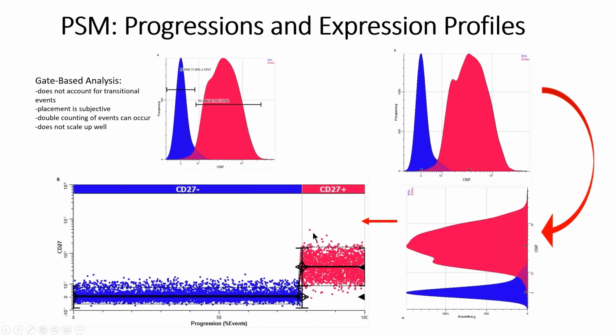When modeled, the program actually rearranges the events so that the CD27 negative events are to the left here in blue, and the CD27 positive events are to the right here in red. We account for the overlapping transitional events between those two populations. The x-axis here shows us that approximately 80% of the events are CD27 negative, and approximately 20% of the events are CD27 positive. The x-axis then becomes a common axis.